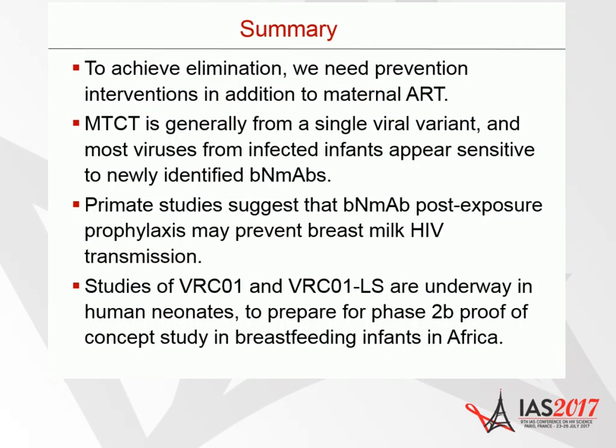So in this rapid summary, I hope I've convinced you that to achieve elimination, we need preventive interventions in addition to maternal treatment. Mother-to-child transmission is generally from a single variant, and most viruses from infected infants appear sensitive to the newly identified monoclonal antibodies. Primate studies suggest that post-exposure prophylaxis can prevent breast milk transmission. We've got phase 1 studies of these drugs underway in human neonates, and I would argue that we need to now move to phase 2B proof of concept in breastfeeding infants in Africa.